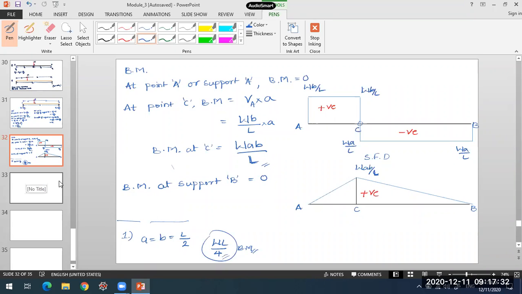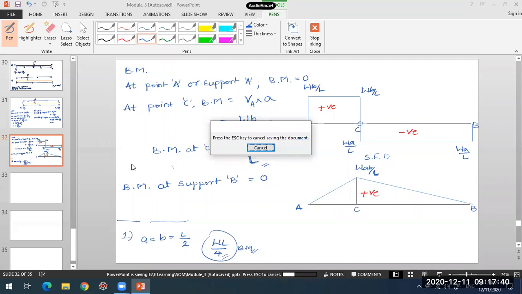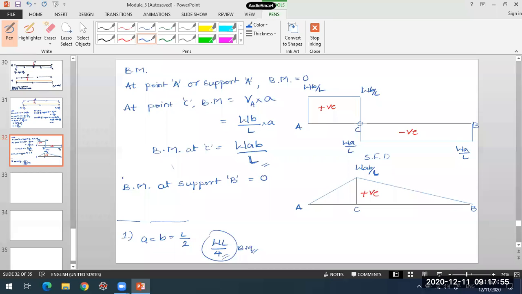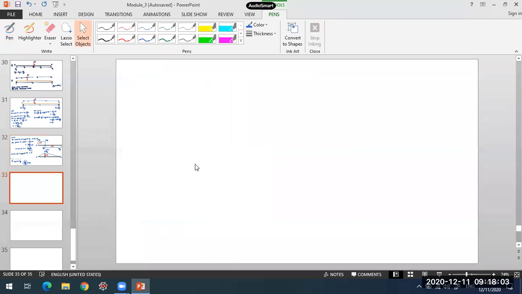All right. Is that clear? So another case of loading is a uniformly varying load, UVL. We have dealt with a simply supported beam carrying UDL, carrying a concentrated load at the midspan, and somewhere within the span. The next one will be the uniformly varying load.